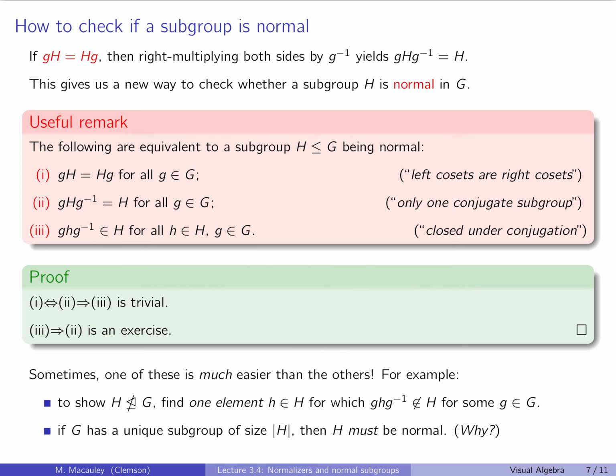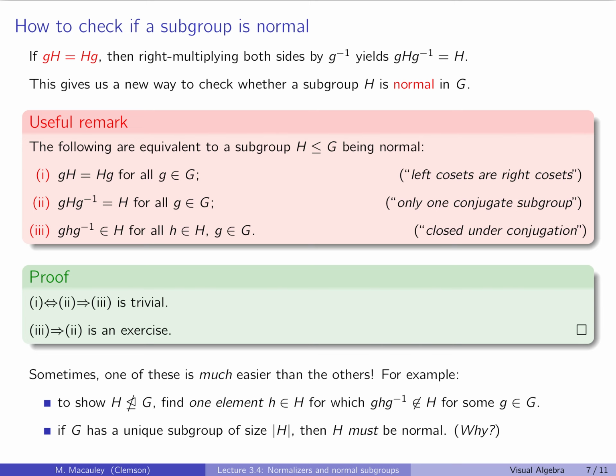Sometimes one of these three conditions is much easier than the others. For example, if you want to show that a particular subgroup H is not normal, you might not want to check every single left and right coset because it might take a long time to find one that's not a right coset, especially if there's infinitely many of them. Similarly, you might not want to check every single conjugate subgroup. However, if you can find just one element in H and something in G that conjugates it to not be in H, then you know H cannot be normal.